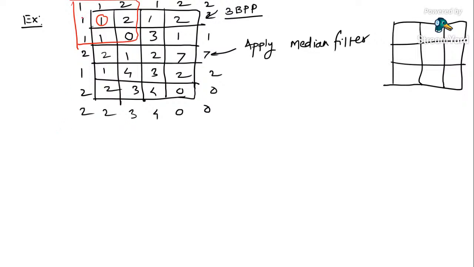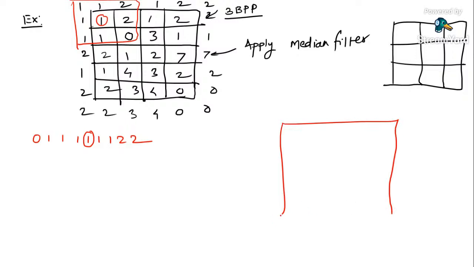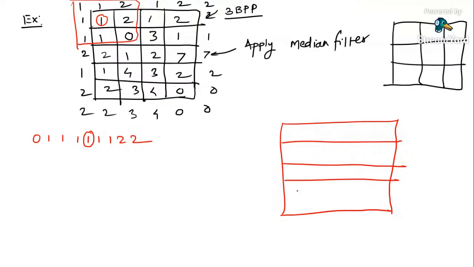Now what are the numbers? You can write them in ascending order: 1, 1, 1, 1, 1, 1. How many ones are there? 1, 2, 3, 4, 5, 6. And there is one more 0, and then 2 and 2. So which is the middle value? This is the middle value. So you have to replace the value of the pixel with this middle value. So the value is 1.